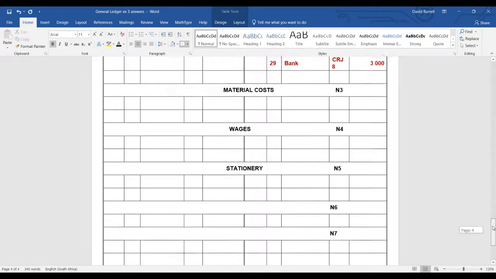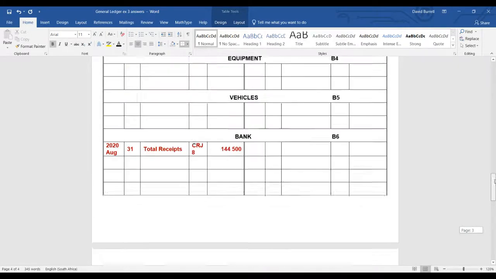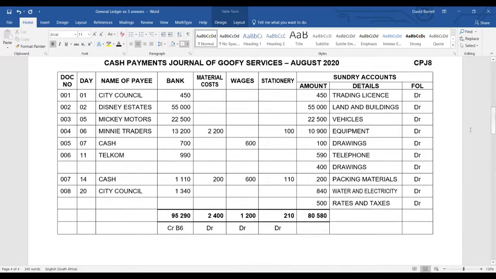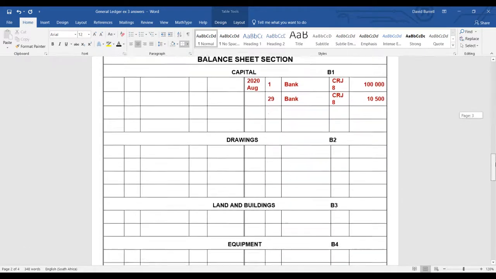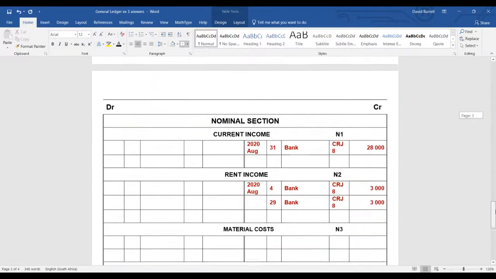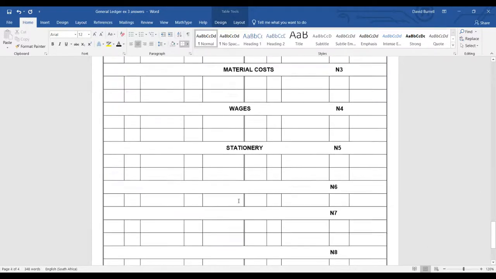They're all expenses, and so they're in the nominal section after the incomes. Let's go back here. So we're going to call material costs, we said N3. Wages is N4. Stationery is N5. Okay, so we have to go down our sundry accounts column. Trading license, there wasn't an account for that. Okay, but it's an expense, so that will be my next one over here. So I'm just going to put trading license in. Okay, I seem to be getting license. Let's put trading in. Seems to become some kind of magic going on here.